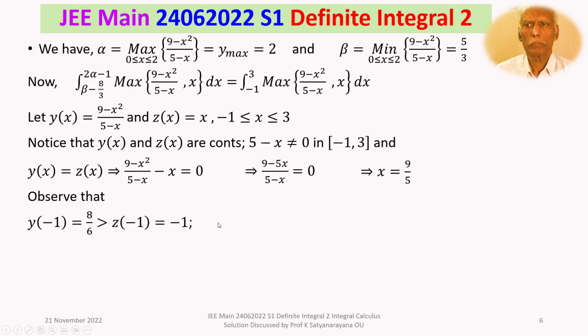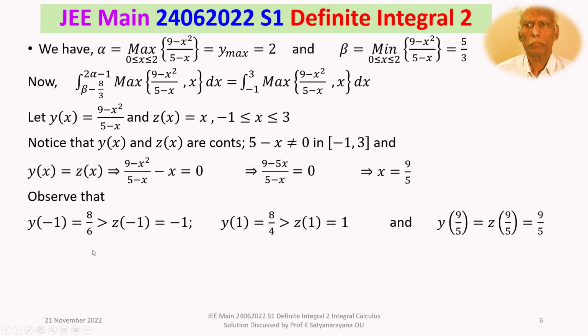Yes, move further. We want to go from minus 1 to 9 by 5. In between we get a 1. So y at 1 is 8 by 4, that is 2, which is greater than z of 1, which is 1. Yes. So y is greater at a point between minus 1 and 9 by 5, that is 1. And at 9 by 5, y and z coincide.